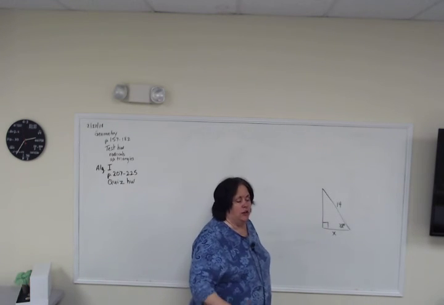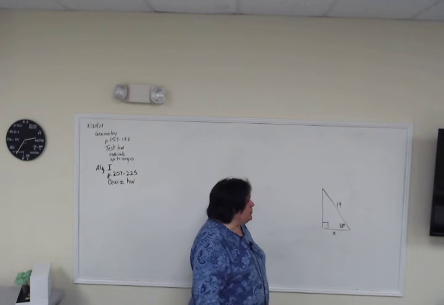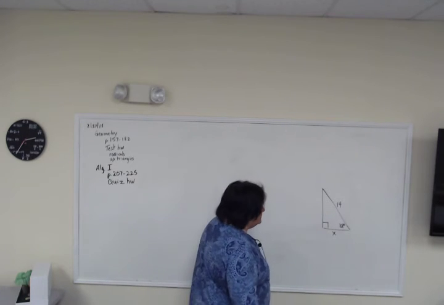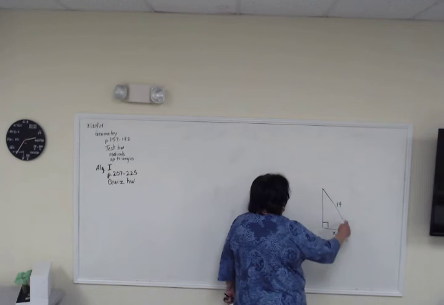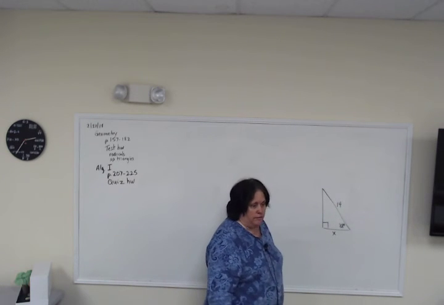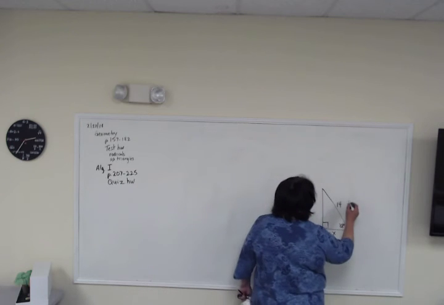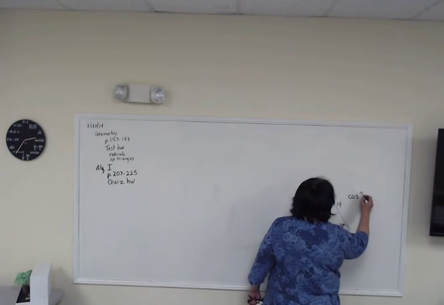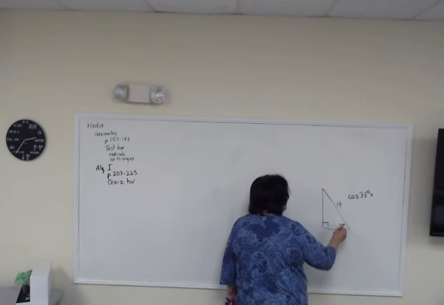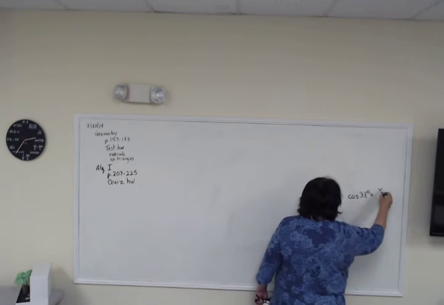So what ratio, sine, cosine, or tangent? Which one am I going to use? I have hypotenuse and I want adjacent. Cosine. That's right. Cosine of 38 degrees equals adjacent over hypotenuse.